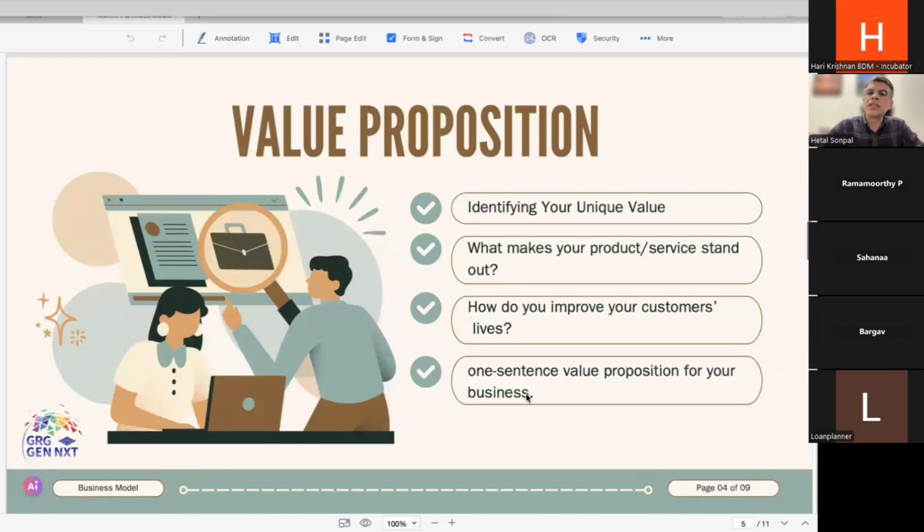So you need to have a one sentence value proposition which clearly articulates what value your product offers. Yeah, just 1 second, sorry.